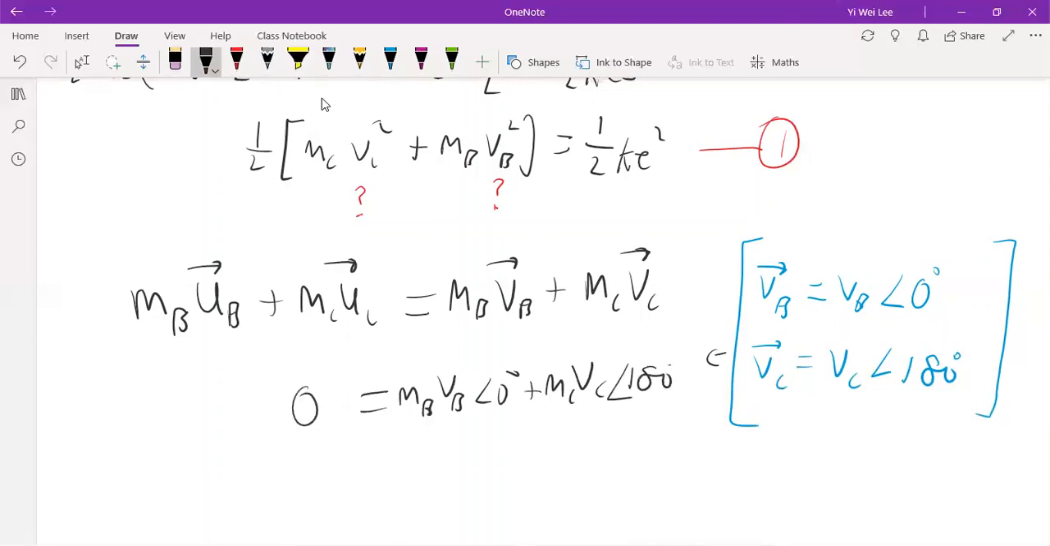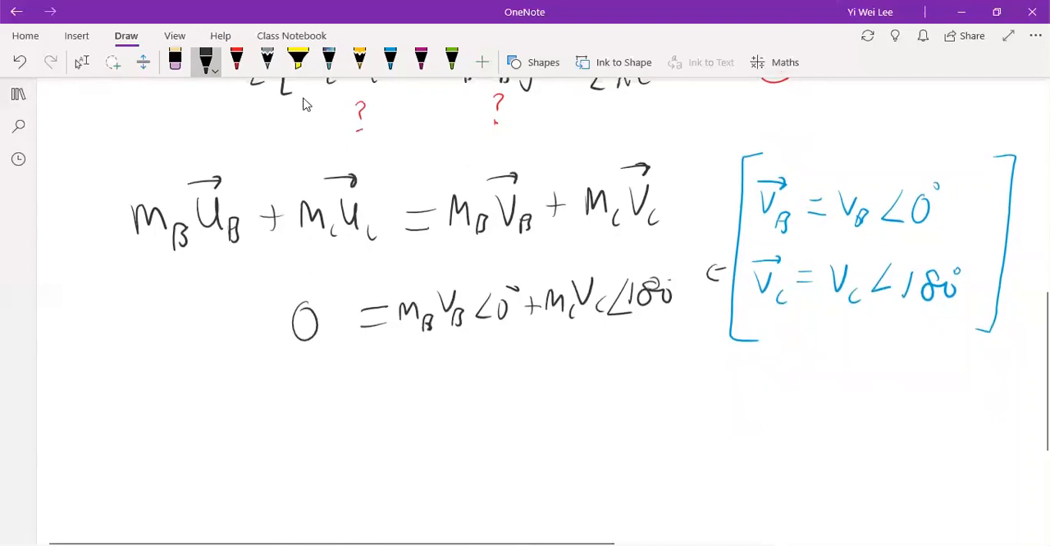180 degrees. Now, as I said before, we can basically just resolve everything in the I direction by taking the cosine of everything. If we do that, we get something like this: mB VB minus mC VC. So this is when you take the cosine of everything and resolve everything in the horizontal direction.